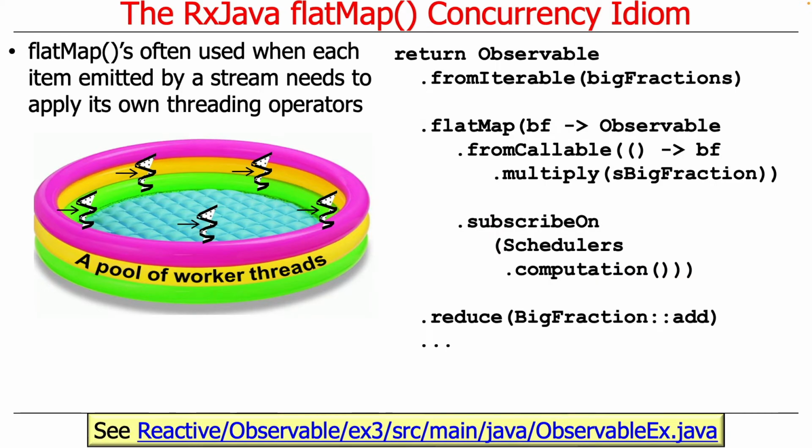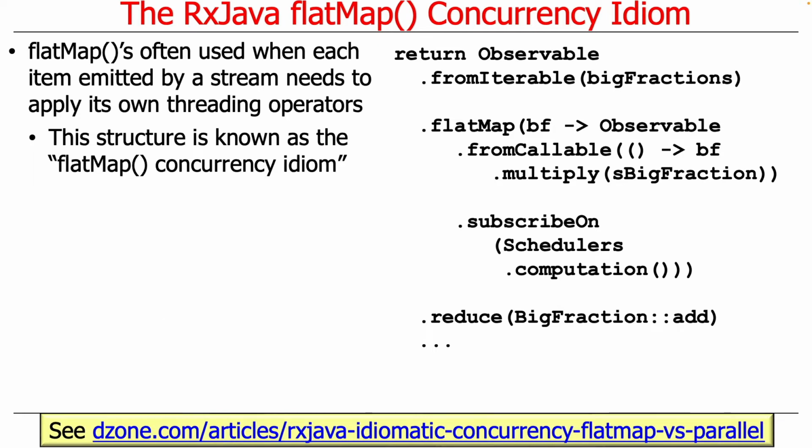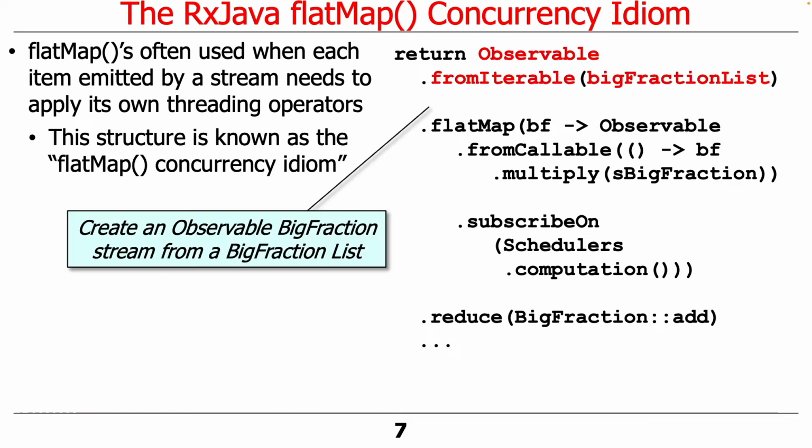So recall that flatMap in RxJava and Project Reactor, for that matter, is often used when the items emitted by a stream need to be run in the context of threads or thread pools. This is known as the flatMap concurrency idiom. You can read about it, and there's also a nice discussion of the concurrency idiom of flatMap versus something called parallel flowables, which we'll get a chance to play around with later in the class as well.